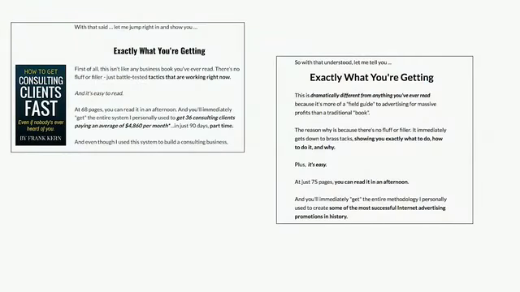Notice I did the exact same thing with the Convert book. So with that understood, let me tell you exactly what you're getting. This is dramatically different from anything you've ever read because it's more of a field guide to advertising for massive profits than a traditional book. The reason why is because there's no fluff or filler. It immediately gets down to brass tacks, showing you exactly what to do, how to do it, and why. Plus, it's easy. Just 75 pages. You can read it in an afternoon, and you'll immediately get the entire methodology I personally used to create some of the most successful internet advertising promotions in history.